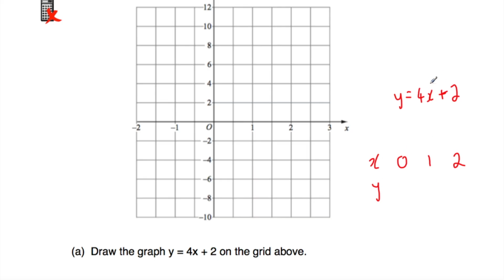So we're going to multiply all the x coordinates by 4 and then add 2. 4 times 0 is 0, add 2 is 2. 4 times 1 is 4, plus 2 is 6, and 4 times 2 is 8, plus 2 is 10. So we've got our points 0, 2, then 1, 6, so that's 1 across 6 up, and 2, 10, so 2 across and 10 up. Now we're going to draw a nice straight line through them, so get a ruler and pencil and draw a nice straight line through those points. So that's the line with equation y equals 4x plus 2.